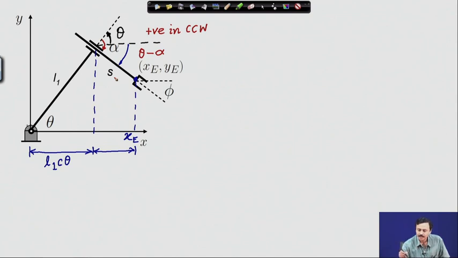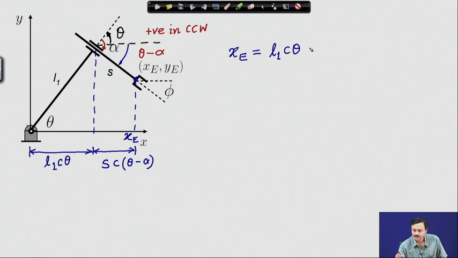Therefore, I can write x e equal to L1 cosine theta, plus this distance, which would be S cosine of theta minus alpha. So, that is the x location of the end effector.